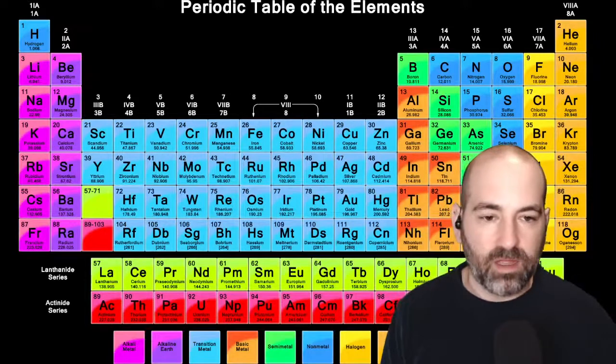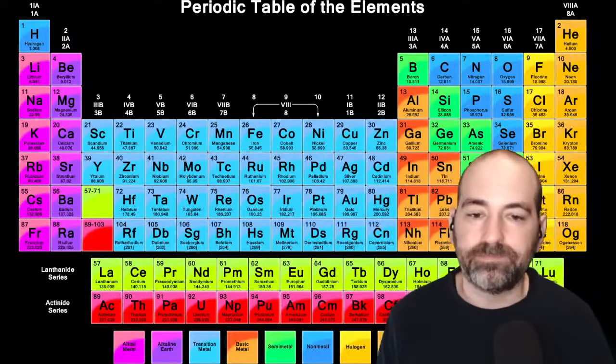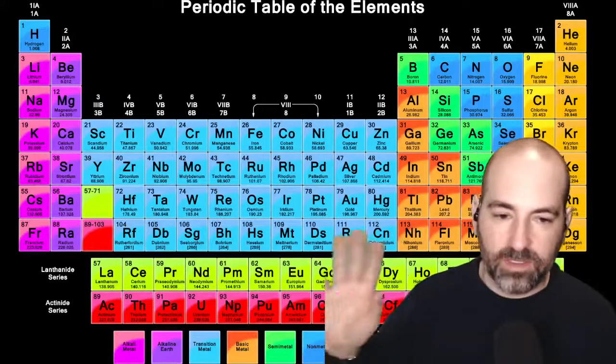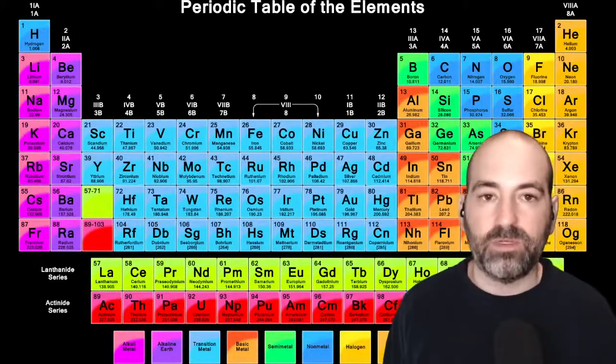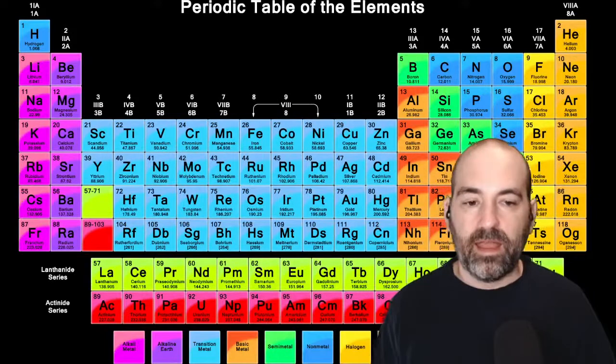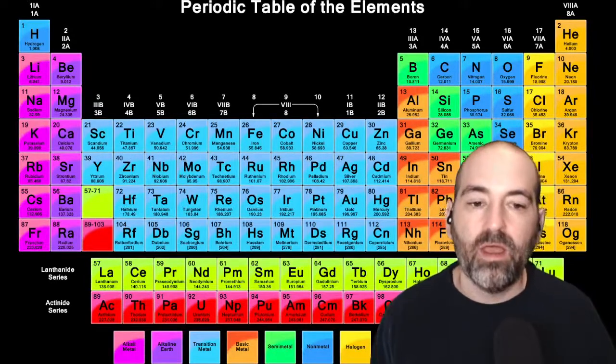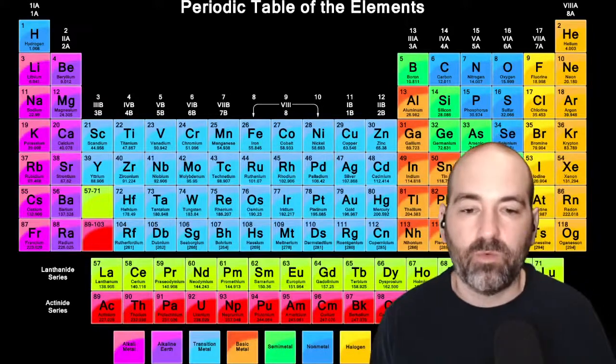So 1A, 2A, 3A, 4A, 5A, and so on. This whole middle section is the B section. We're going to deal with that later. None of those elements have a predictable charge, which means we can't just look at the periodic table and figure out what those charges are going to be. So we're going to ignore them for right now. But the other parts of the periodic table, we can guess.